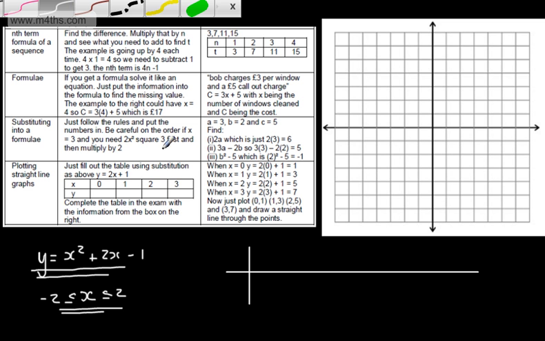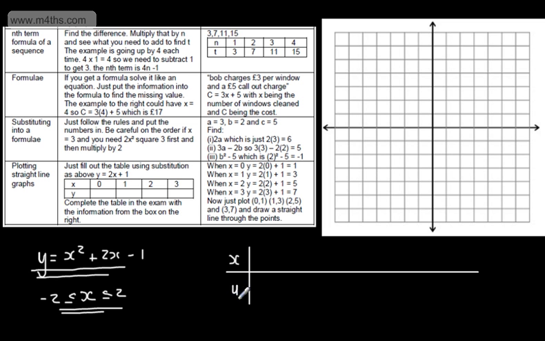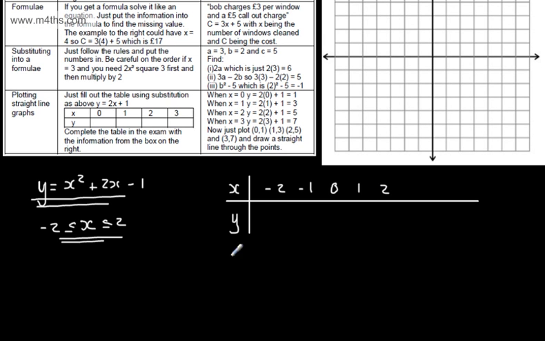So what we need to be careful with is when we're squaring negative numbers. So x, and then we're going to have y. We'll have minus 2, we'll have minus 1, we'll have 0, we'll have 1, and we'll have 2. Okay, now I'm going to start. We can't just subtract on this one. We're just going to have to go from here. So let's start with x is equal to minus 2. So y is going to be equal to minus 2 squared plus 2 lots of minus 2 minus 1.